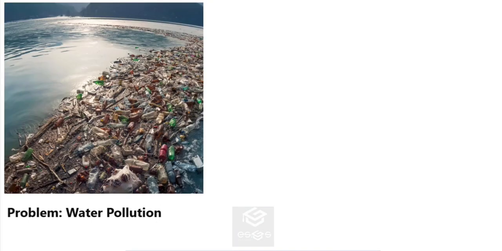Now, the next example is related to water pollution. So what is this problem exactly? Let us understand that. Water pollution, which is basically caused by agricultural runoffs, industrial waste, effluents, untreated sewage, and plastic contamination, is a growing issue. Nowadays, it is a growing issue that threatens freshwater ecosystems and human health.